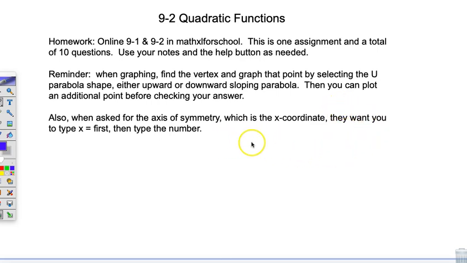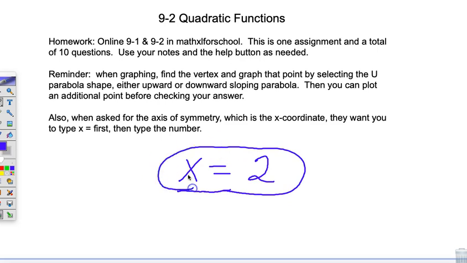The other thing I noticed when I did the online homework is that when it asked me for the axis of symmetry, which is the x-coordinate, you can't just type in, say, 2 if that's your axis of symmetry. They actually want you to type in x is equal to and then a 2. Sometimes they'll actually type this in for you, so then you can just do the number. But if you're like, well, why did I miss that question? It might be because you didn't type in x equals 2. I know that's silly, but I made the same mistake when I did the online homework.